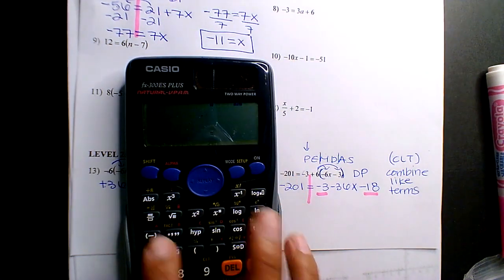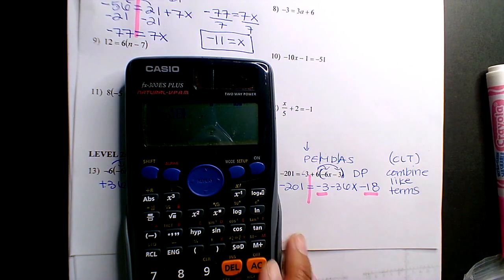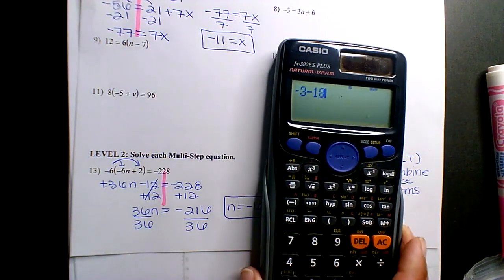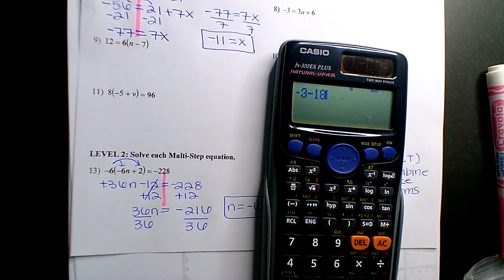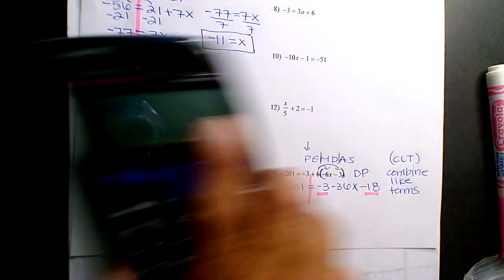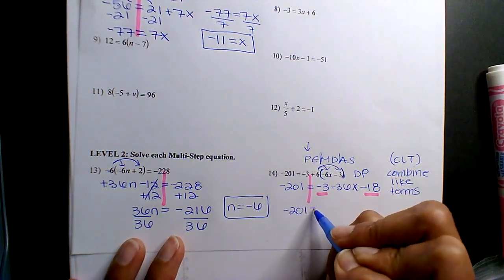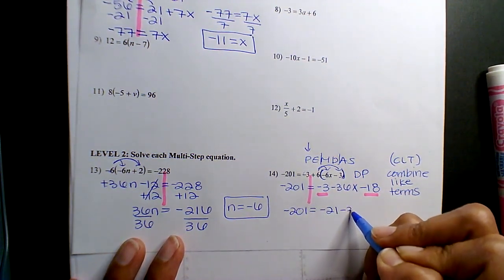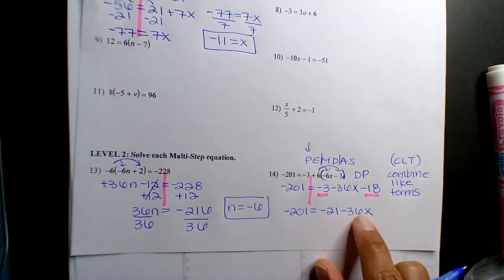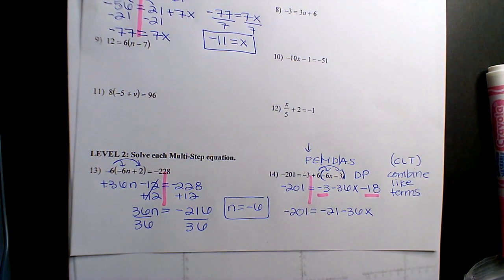sign, right? So negative 3 minus 18, there's no shame in using a calculator and verifying it. So what's negative 3, negative 18? Negative 21, because you're going to add and keep the sign. So negative 21 minus 36x. It doesn't matter if you have the 36 first and the negative 21 after.